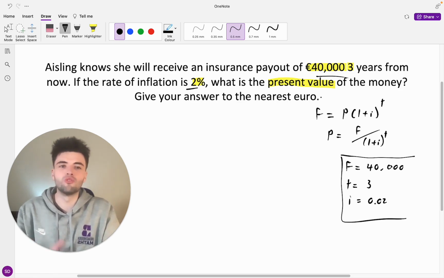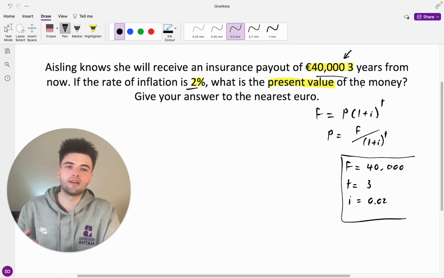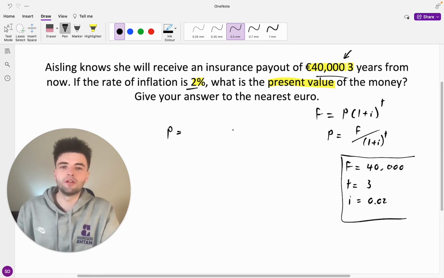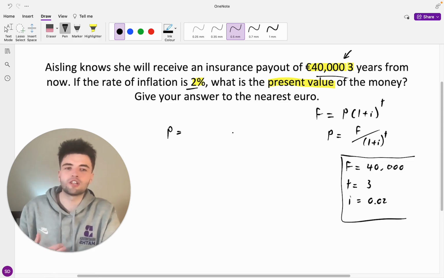And as a general rule, using this formula, it's always going to be the case that a certain amount of money in the future is going to be worth more now. So because of inflation, the value of money decreases over time. But now we're just going to plug the numbers into our formula to actually arrive at our answer here.